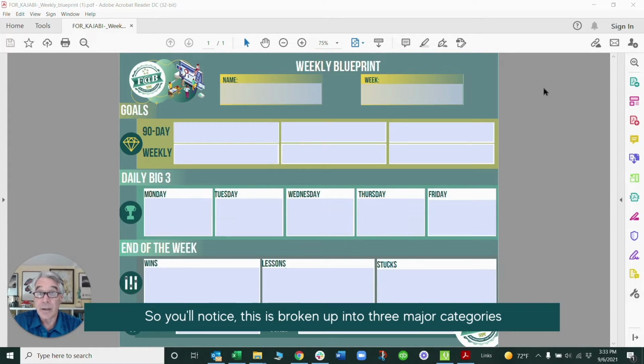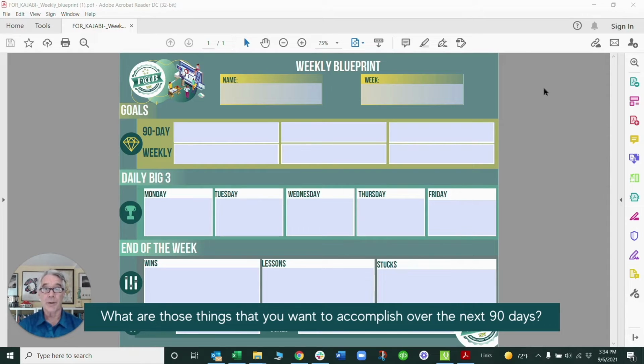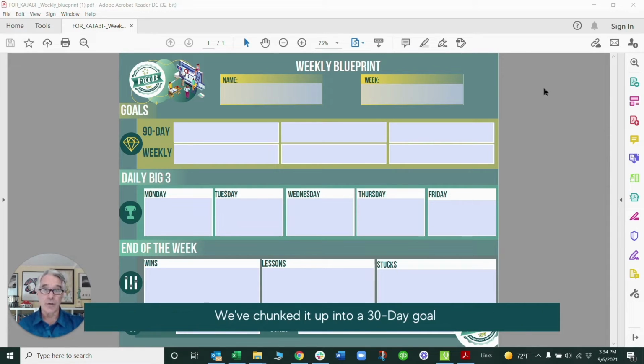So you'll notice this is broken up into 3 major categories: goals, daily big 3, I'll explain what that is in a minute, and then the end of week review. The goals, the 90-day comes from your 90-day plan. What are those things that you want to accomplish over the next 90 days? You've chunked it up into a 30-day goal, further broken it up into a weekly goal.